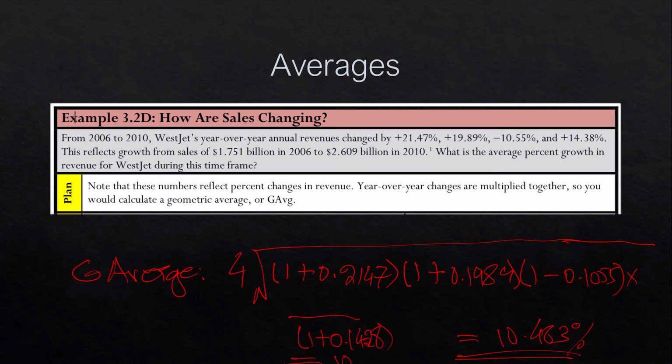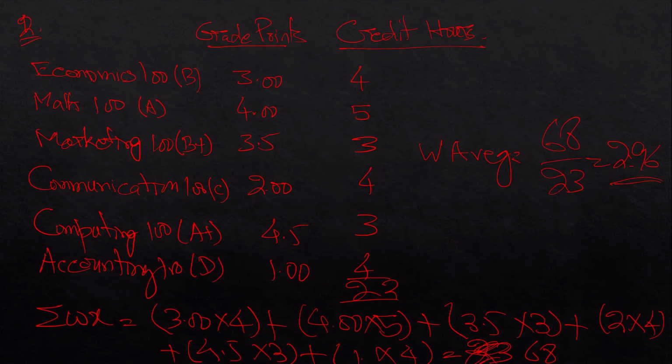Note that the number reflects a percentage change in revenue. So year to year changes are multiplied together. So you would like to calculate a geometric average, and we calculated it here as a geometric average.